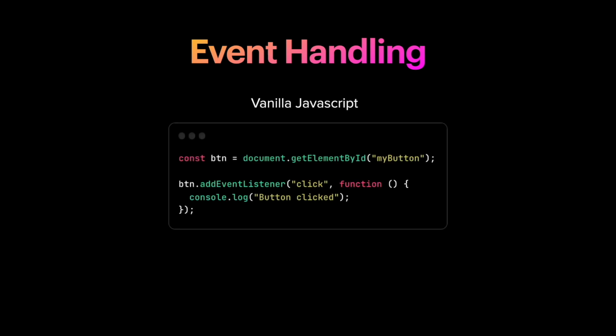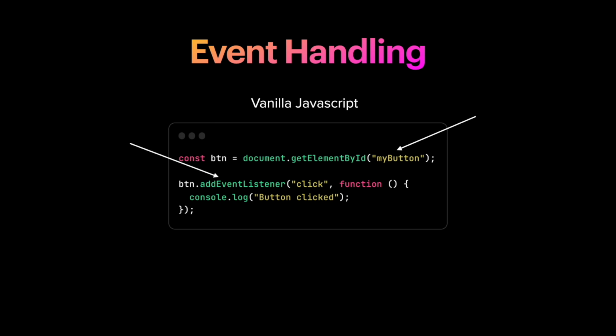Now let's look at how event handling is taken care of in React. To understand this, let's look at how JavaScript does it. Here, we usually select the element on which we want to add an event listener and provide a callback function to perform the action needed. For example, I have selected a button with my button ID and added a click event listener which simply displays a message, button clicked, when we click it.